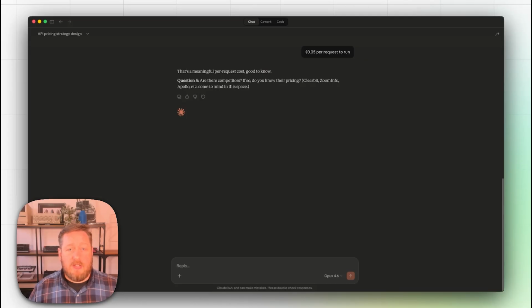Are there competitors, and do I know their pricing? There are competitors, so let's say sure, Apollo is a great comparison.